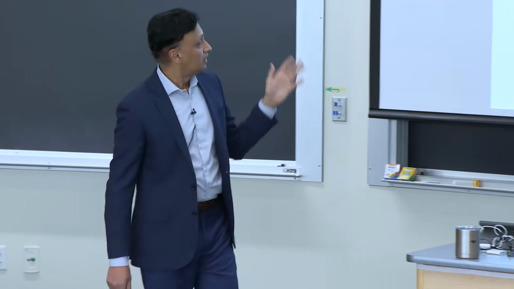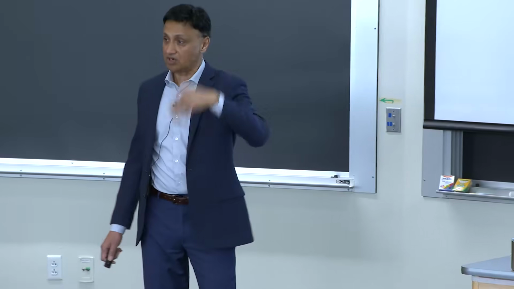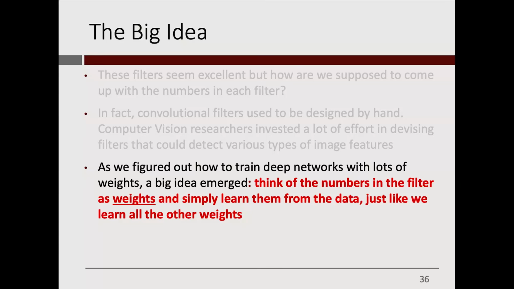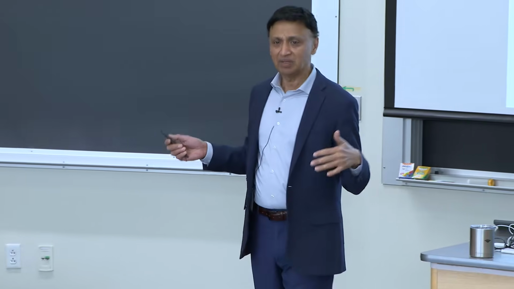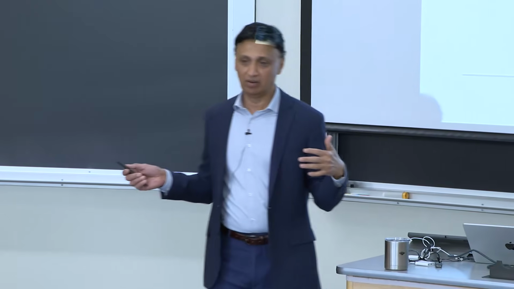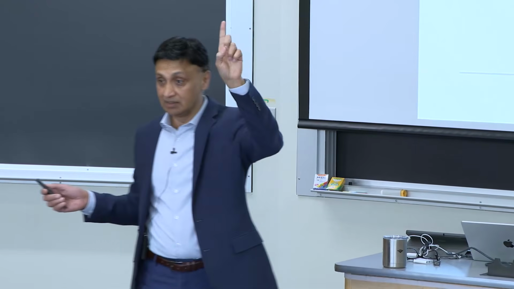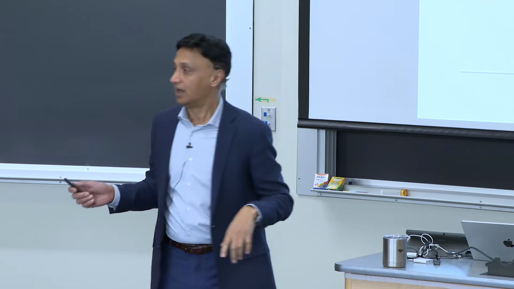But then we figured out how to train deep networks with lots of parameters, right? We figured out things like ReLU activation, stochastic gradient descent, GPUs, backprop, things like that. This big idea emerged: why don't we think of the numbers in the filter as just weights? And why don't we simply learn them from the data using backprop, just like we learn all the other weights? What's the big deal? This simple idea feels blindingly obvious in hindsight. I'm sure it was not obvious in foresight. This was the key breakthrough.